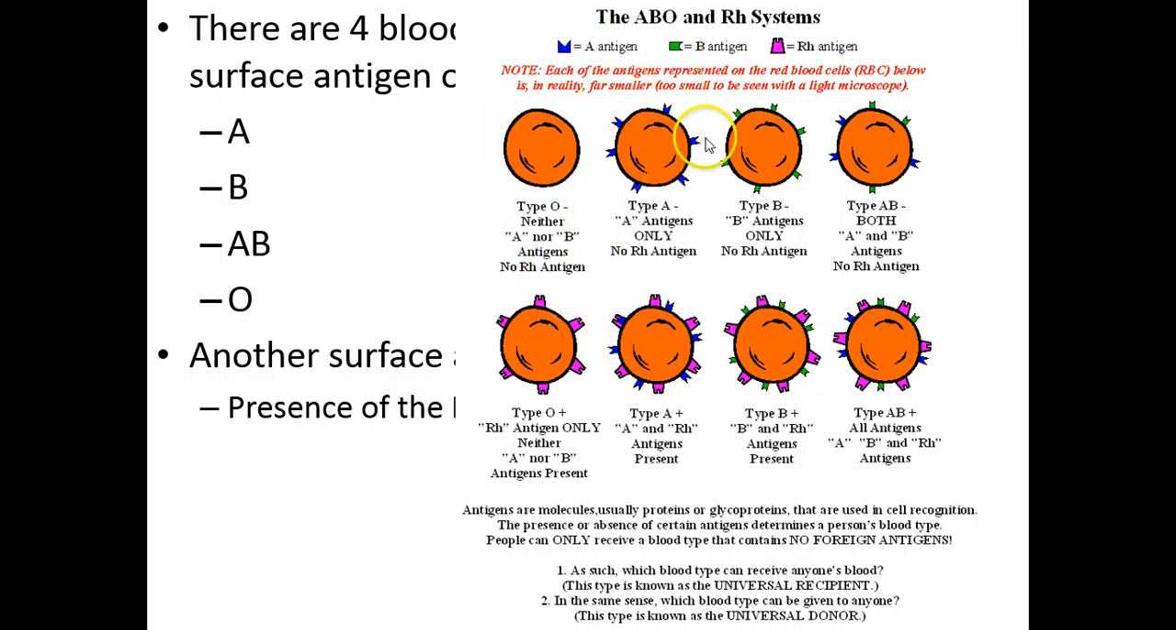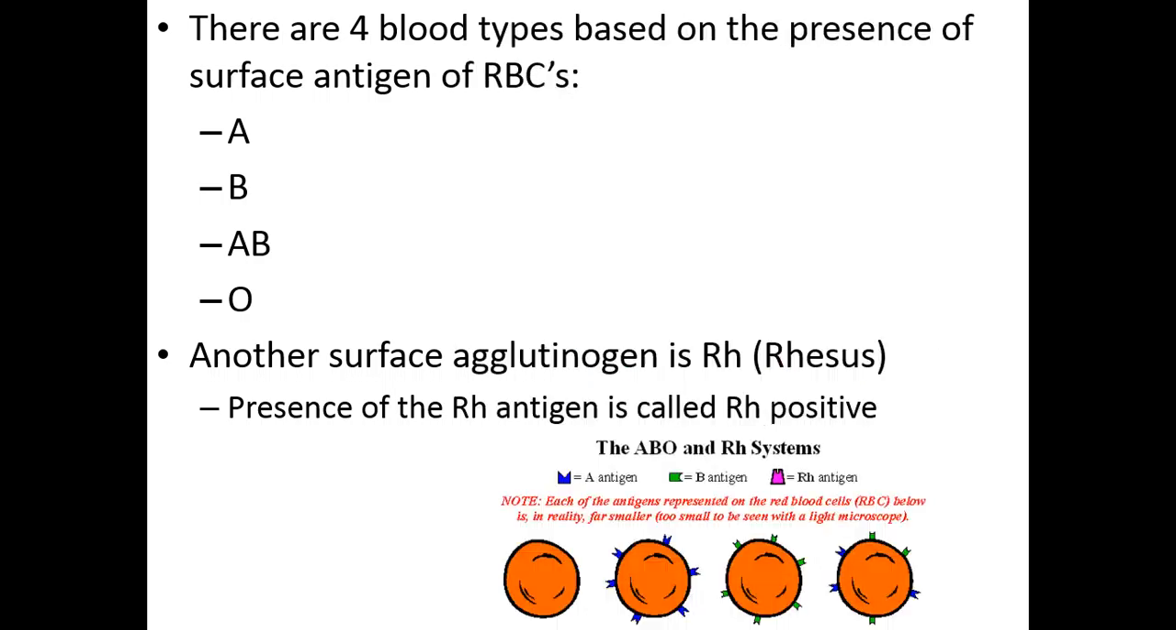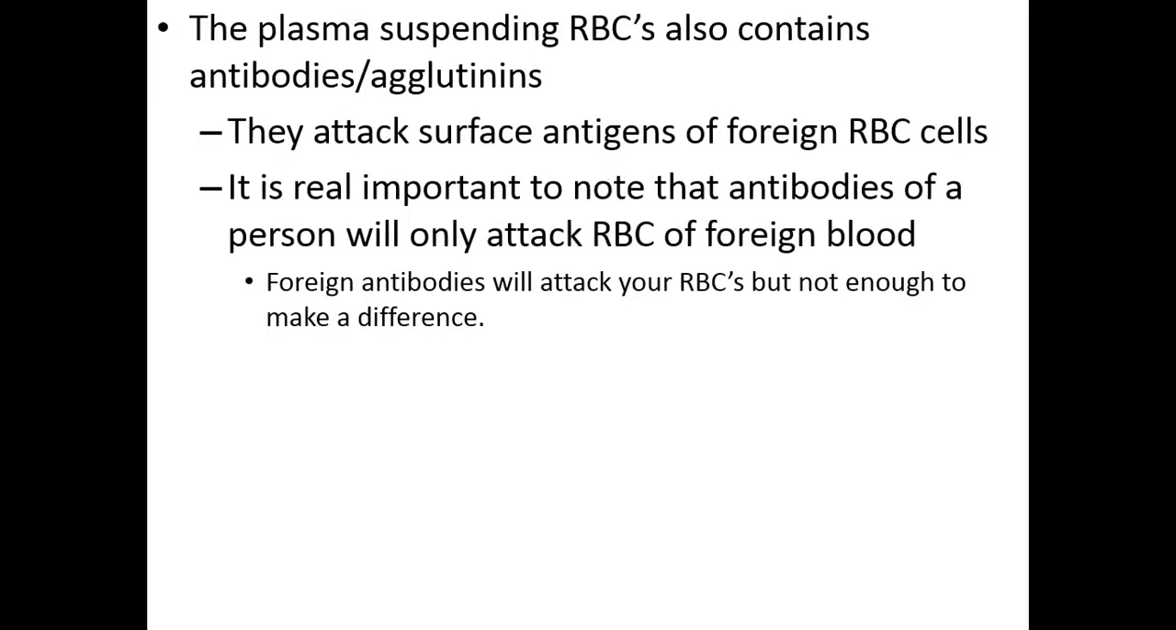And if you work your way through all of these, you will notice there's a positive and a negative for each of the 4 blood types as determined by the AB antigens. If you have the A antigen, no rhesus, A negative, A positive. B negative, B positive. AB negative, AB positive. So that means there are a total of 8 different blood types for human beings.